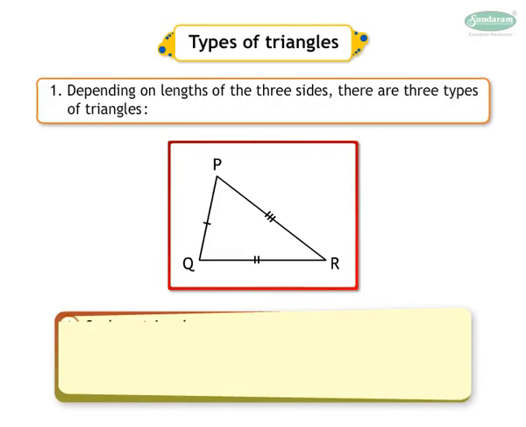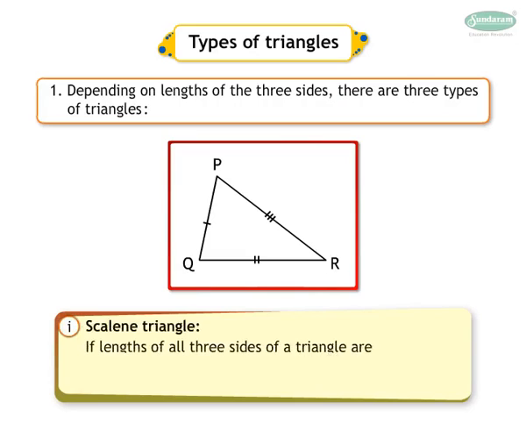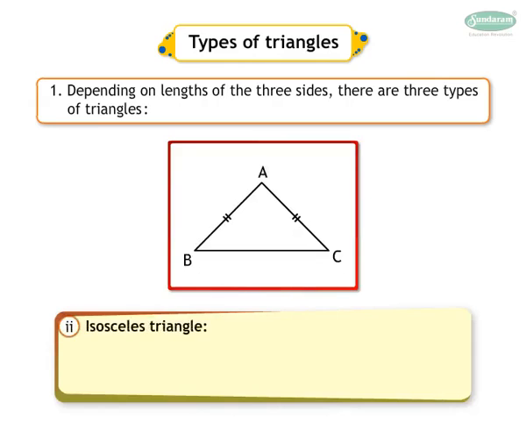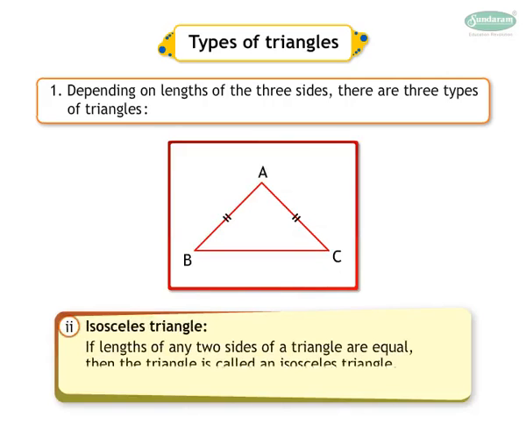1. Scalene triangle. If lengths of all three sides of a triangle are different, then the triangle is called a scalene triangle. 2. Isosceles triangle. If lengths of any two sides of a triangle are equal, then the triangle is called an isosceles triangle.